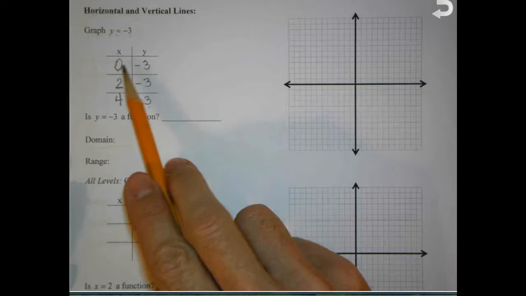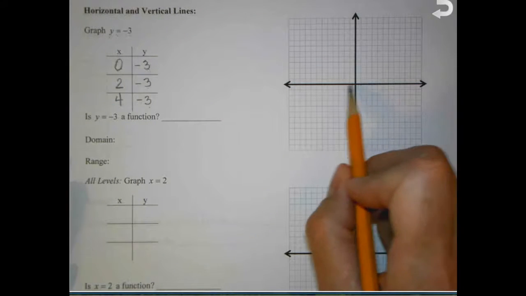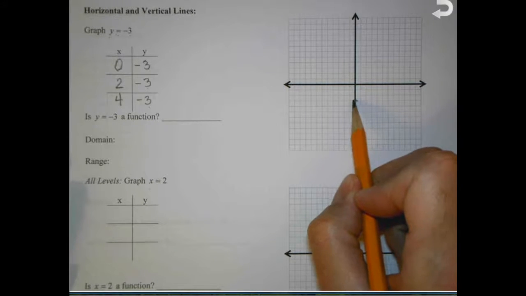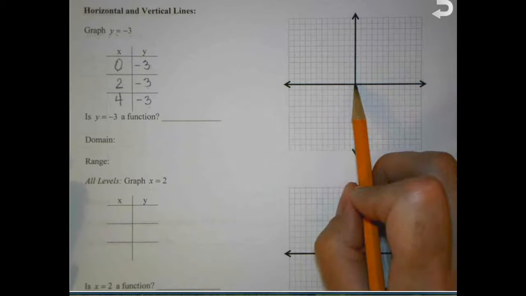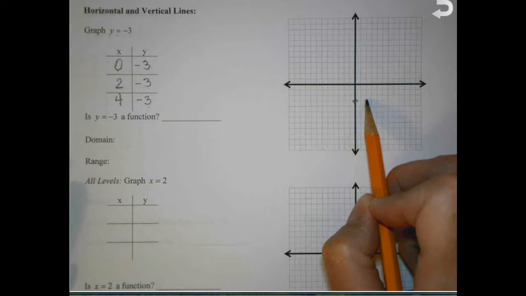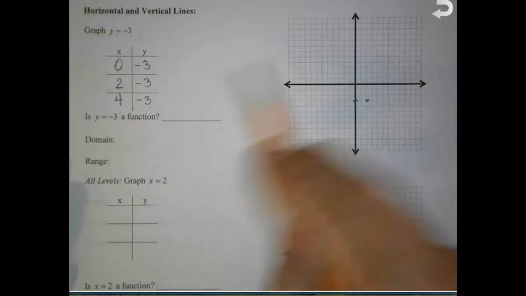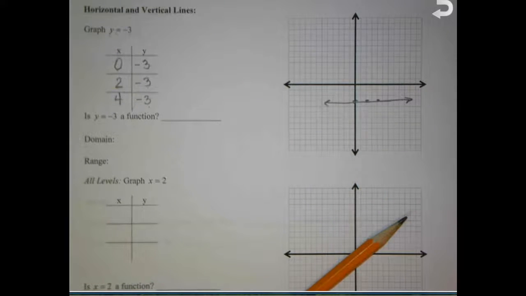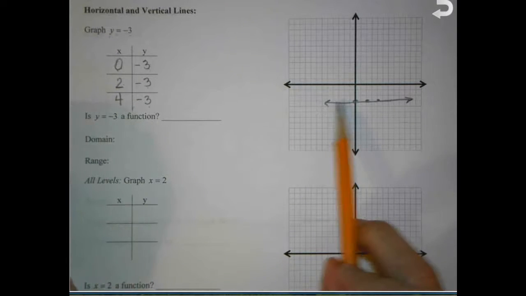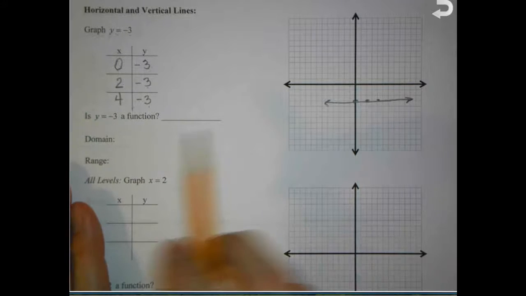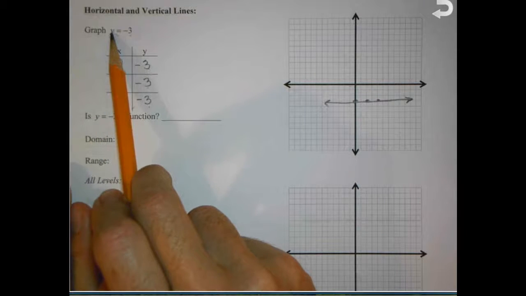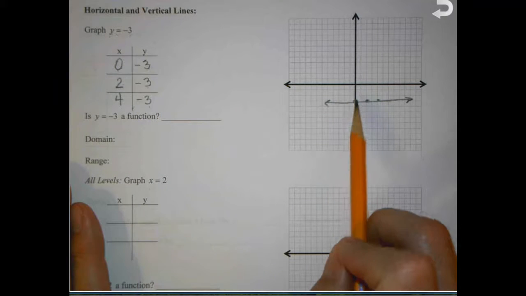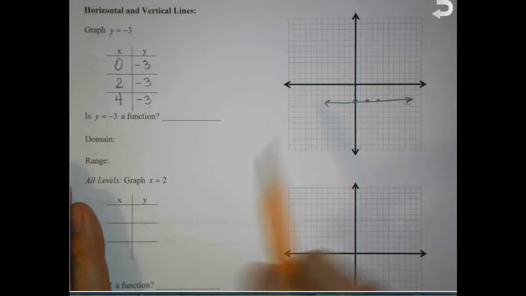Now when I go to graph that 0, -3, I go 0 in the x direction, 1, 2, 3 in the y direction, 2 in the x direction, and -3 in the y direction, and then 4 in the x direction, -3 in the y direction. When I actually make my line, you can see that it's a horizontal line. And that tells me that if I have a y and no x, that I am going to get a horizontal line, and in this case I drop down to -3 for the y part, and it'll go across there.